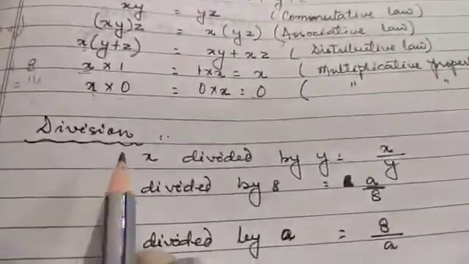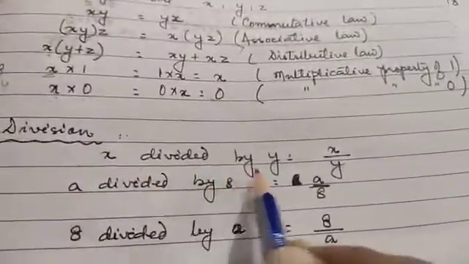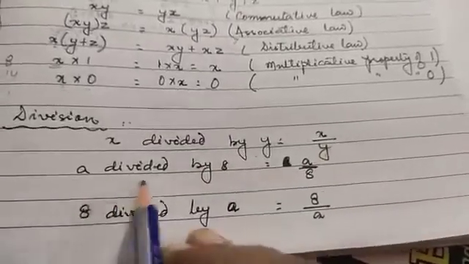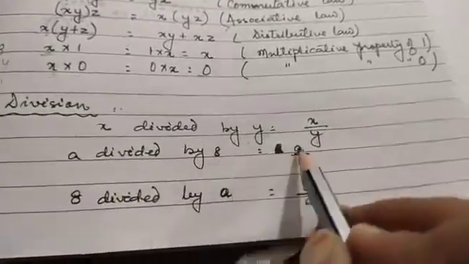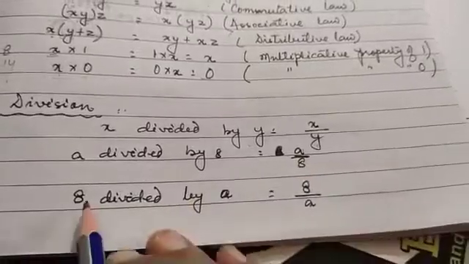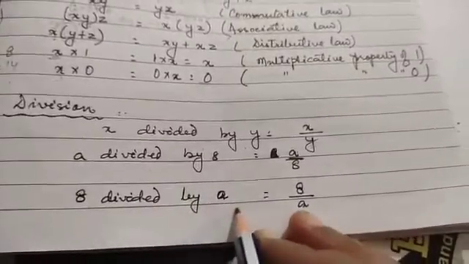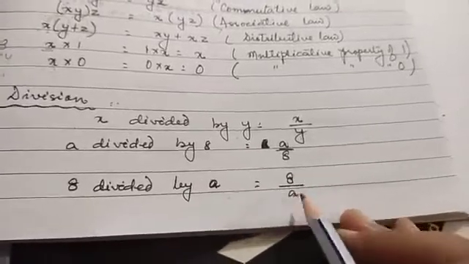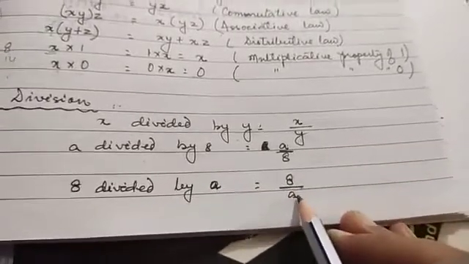Now next, coming to division, x divided by y is x by y. A divided by 8, a by 8. 8 divided by a, 8 by a. This line means division. Clear?